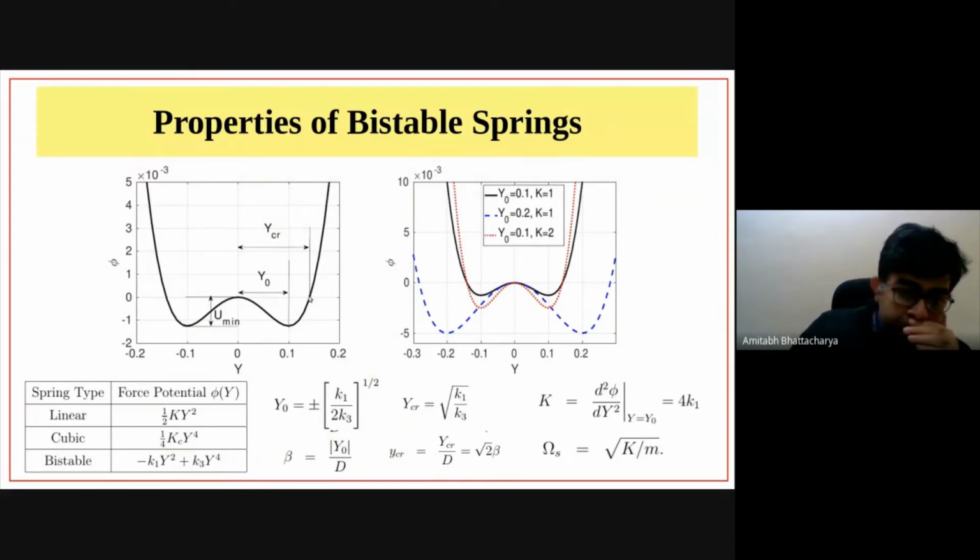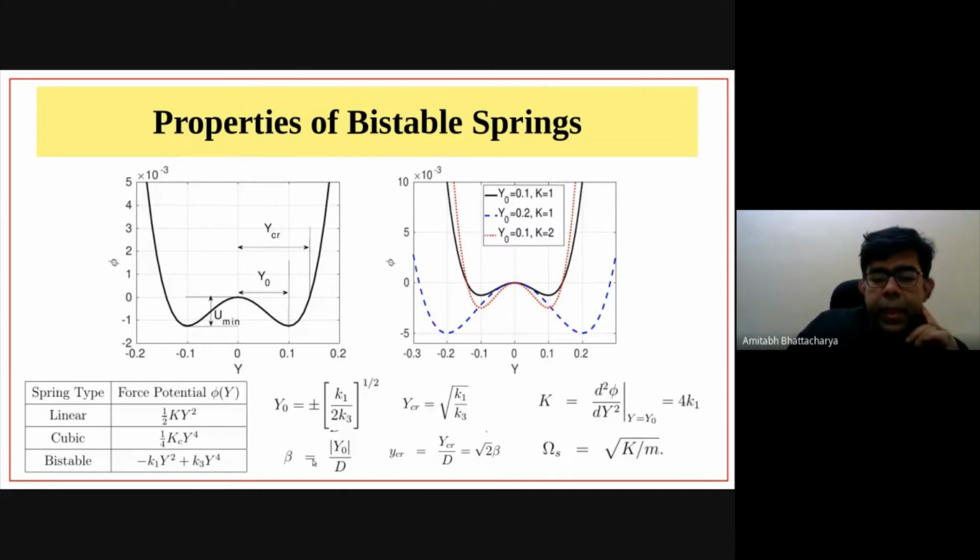So that means that if you have an oscillation in vacuum, then you just need to go beyond this y critical amplitude for your cylinder to oscillate between these two wells. The k here is the linearized spring constant around y equals y naught. So it is the linearized spring constant around the stable point.